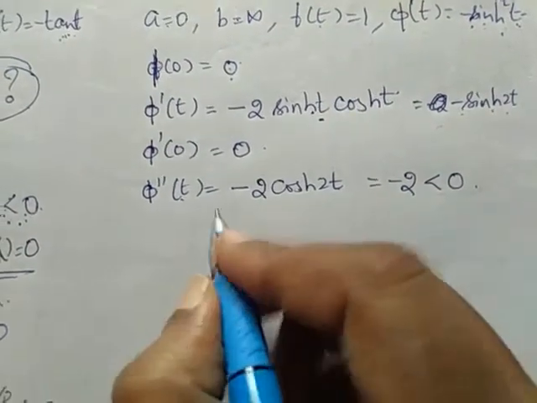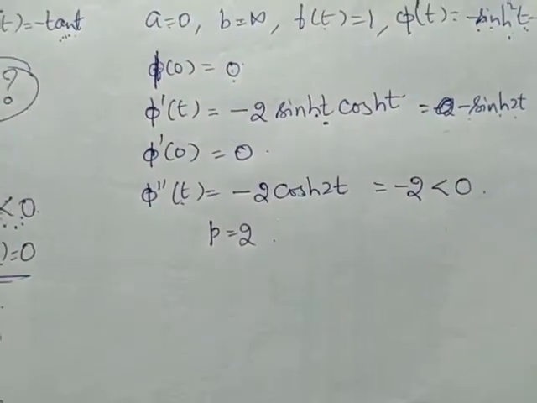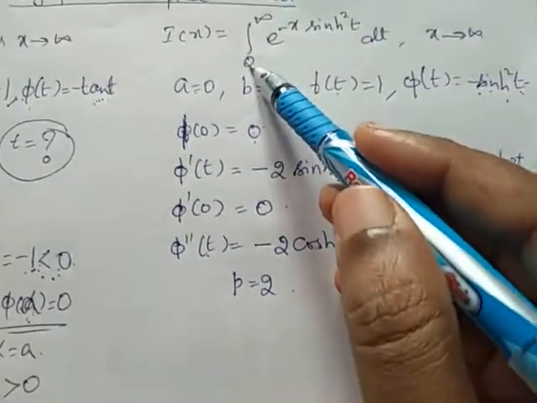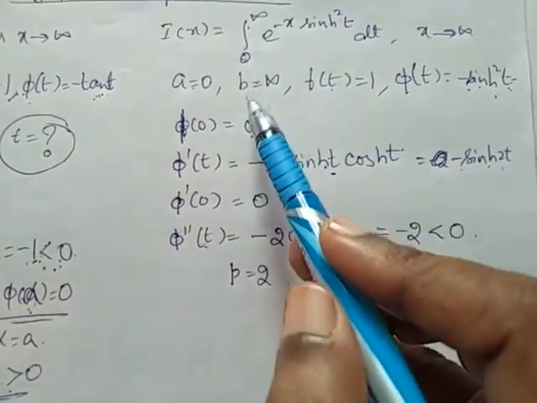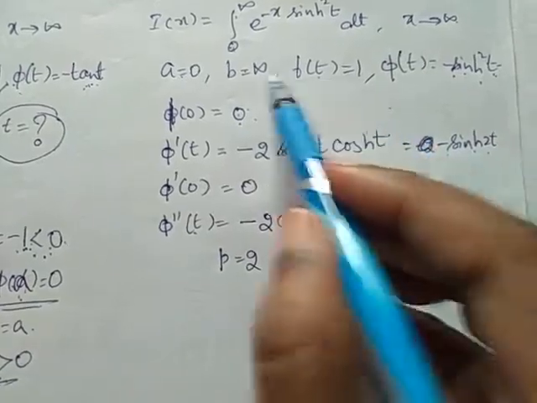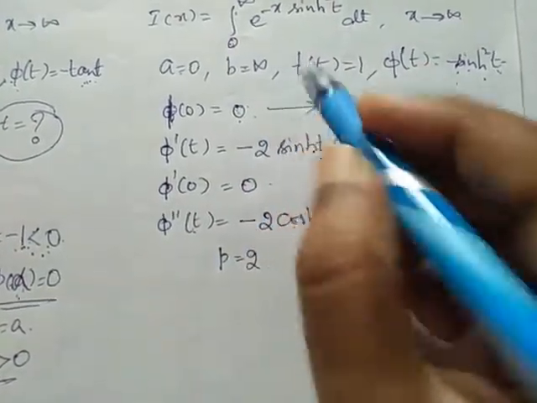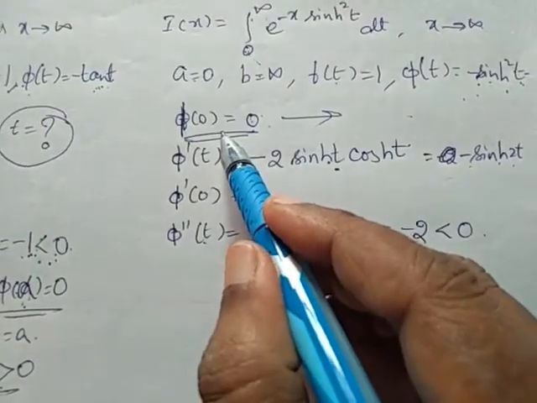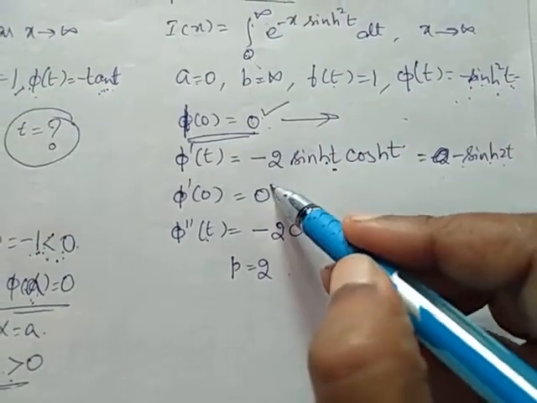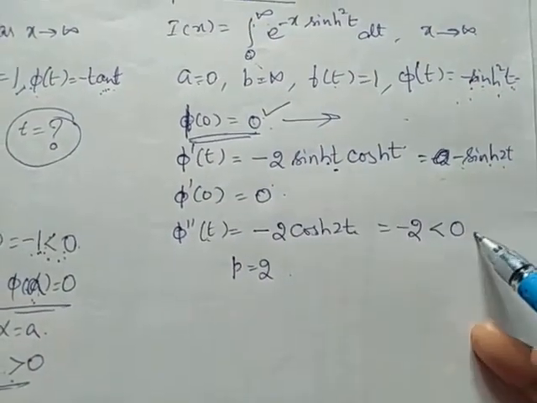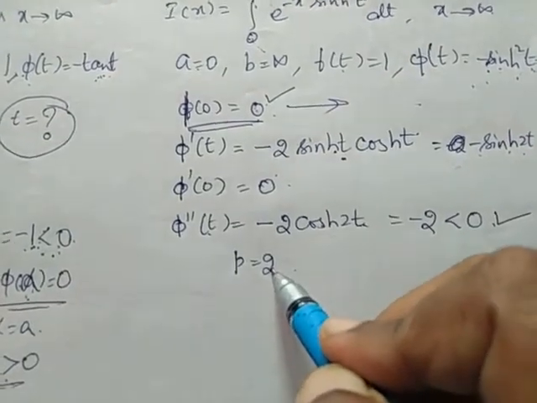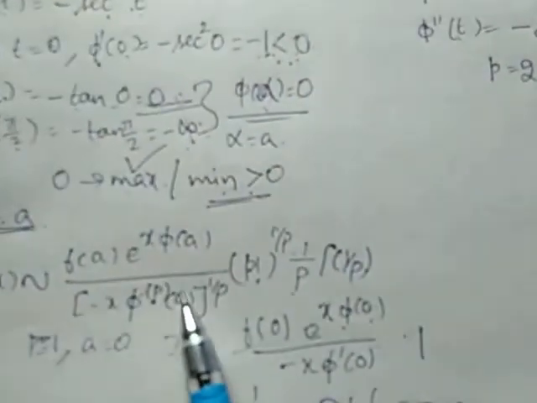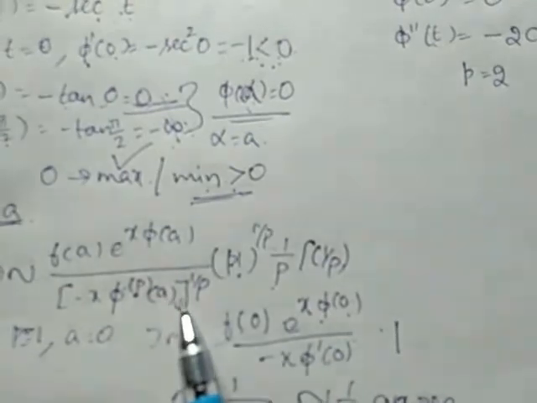It means p is equal to 2 in this case. Also, we are having the integration between 0 to infinity. A is 0. And the value will be from 0 to infinity. Right? Here, this value will be increasing from 0 to infinity. At t is equal to 0, phi of 0 is 0. So, first condition satisfied. Phi dash of 0 is also 0, but phi double dash of 0 is less than 0. Therefore, p is equal to 2. Again, the integral is between a to b itself. So, in the same formula, we are going to substitute p is equal to 2.